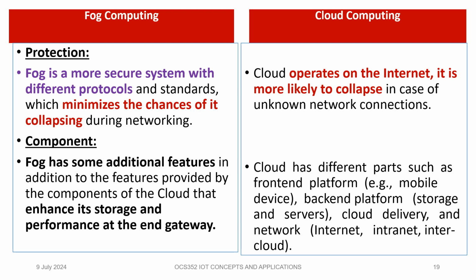Fog has some additional features in addition to the features provided by the components of cloud that enhance its storage and performance at the end gateway. Cloud has different pods such as front platforms, backend platforms, and cloud delivery and networks. These are some of the differences between fog and cloud computing.